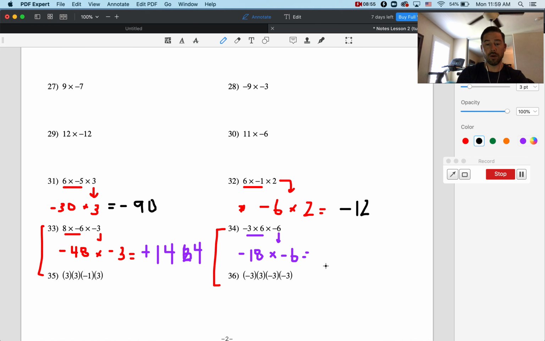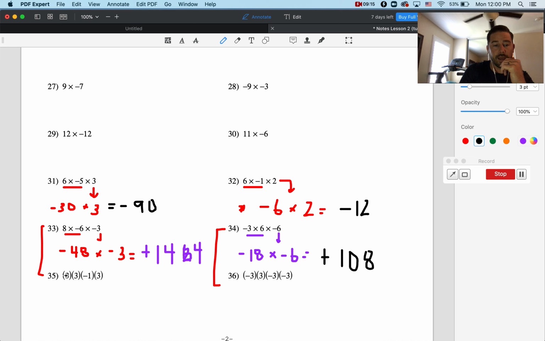equals, okay, what am I noticing here? I'm noticing that the signs are the same. So my answer is going to be positive, right? And then I have 18 times 6. Yikes, what is up with these numbers? 60, 48, 108. Hopefully I'm right. Might be wrong.